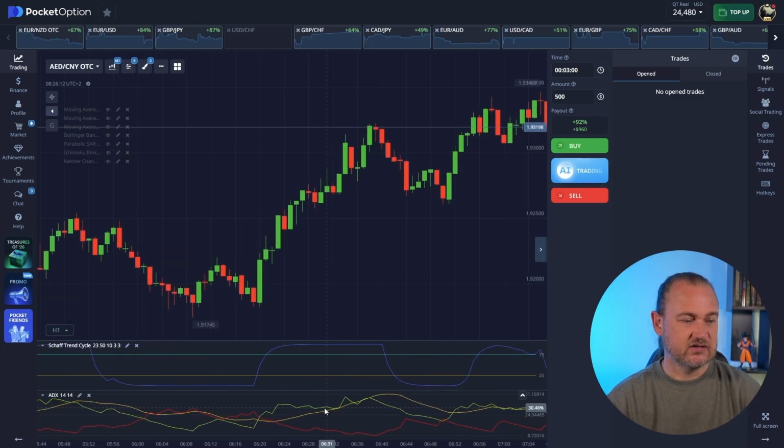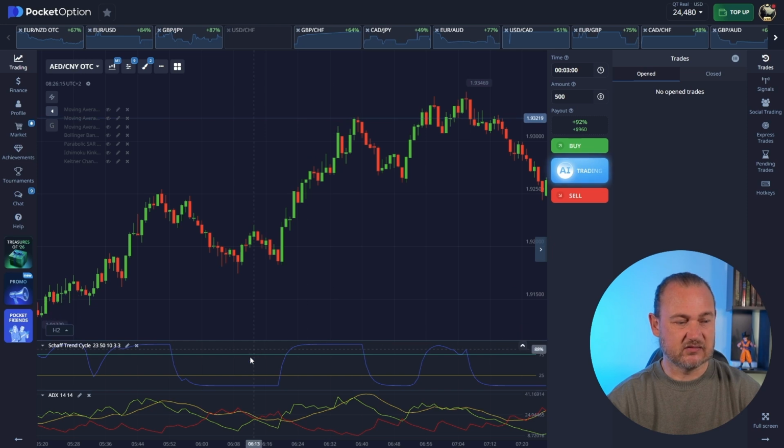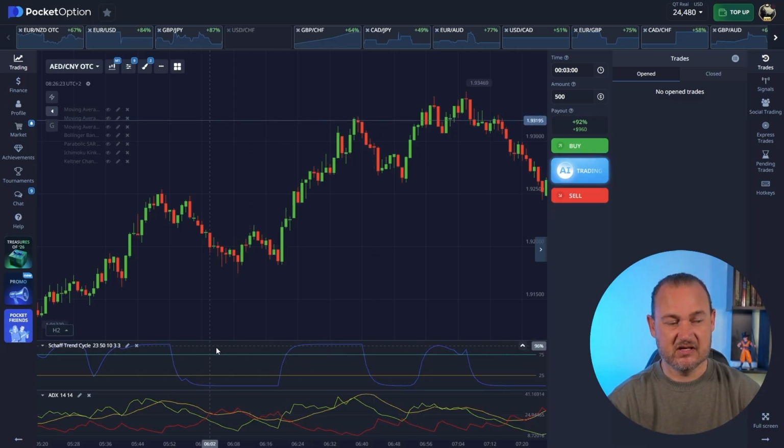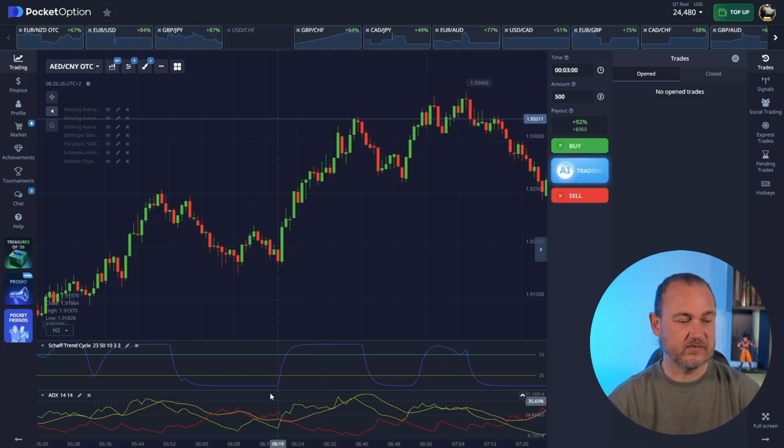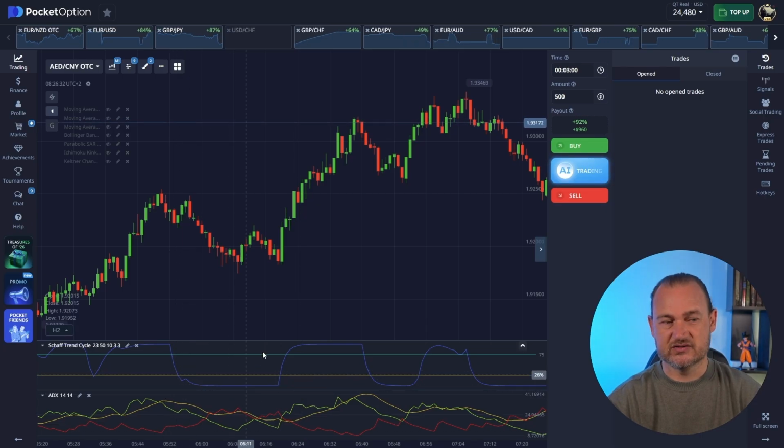Okay, so after that, we want the scuff trend cycle to be either in overbought or oversold, again, depending on the direction of the move. If the move is upwards, like we see here, we want the scuff trend cycle to be in the overbought zone. And if the move is downwards, we want the scuff trend cycle to be in the oversold position.